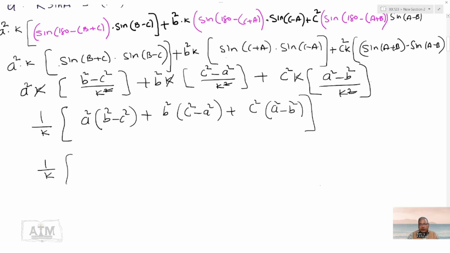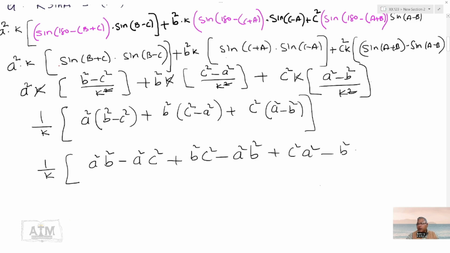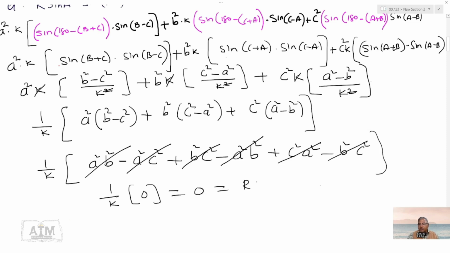1 upon k, opening all the brackets: a square b square minus a square c square plus b square c square minus a square b square plus c square a square minus b square c square. Let us see what are the cancellations. A square b square cancelled, a square c square cancelled, and b square c square and b square c square is cancelled. So 1 upon k into 0 equals 0 equals RHS. Therefore, LHS equals RHS, proved.